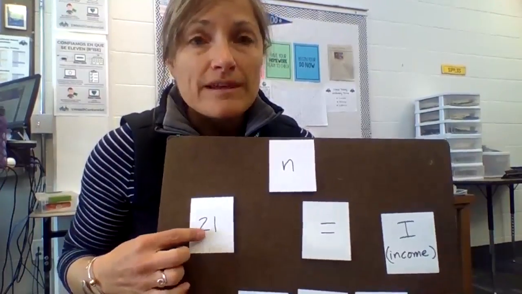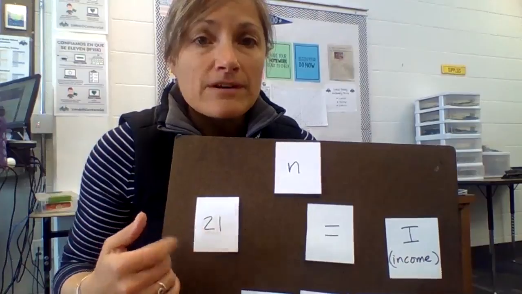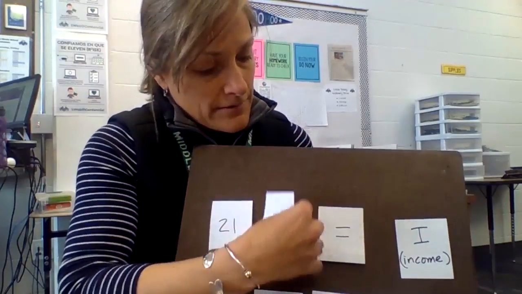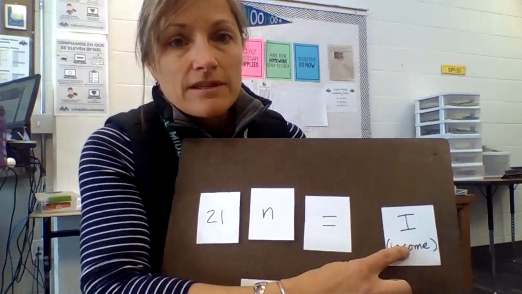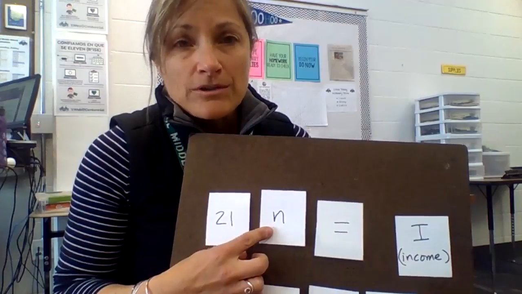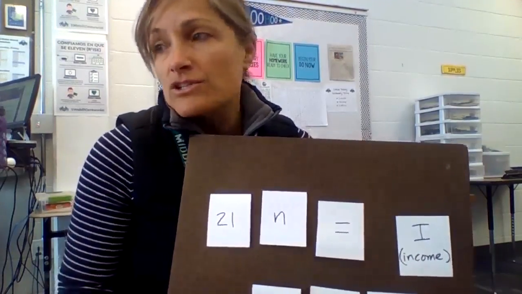So first we think about, if I have these three variables and coefficients, I can do 21n equals the income. So $21 times the number of people going to Wild World equals income. Okay, so that's our first equation.